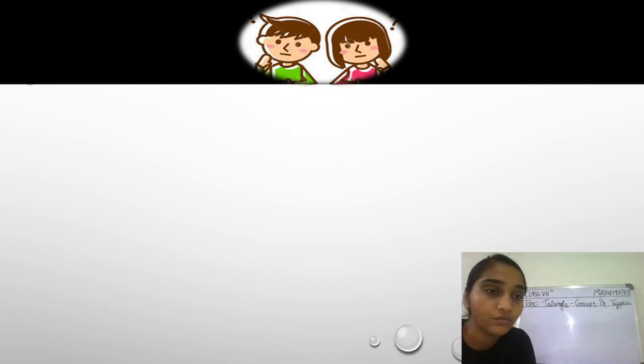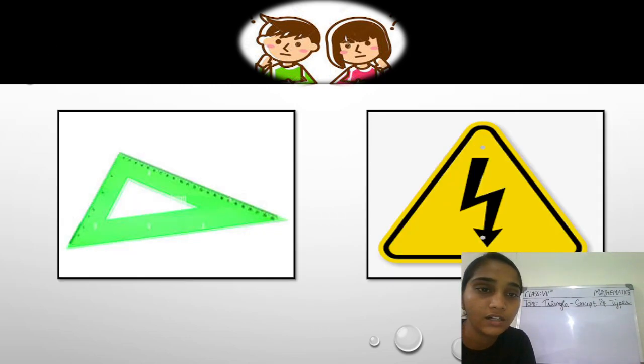Let me show you a few things which are triangular in shape, like this scale. You can see this has three vertices, it is closed, it has three sides and three angles. Similarly, the signboard is also there, students. Different types of signboards are present on the roads which make a triangle shape.